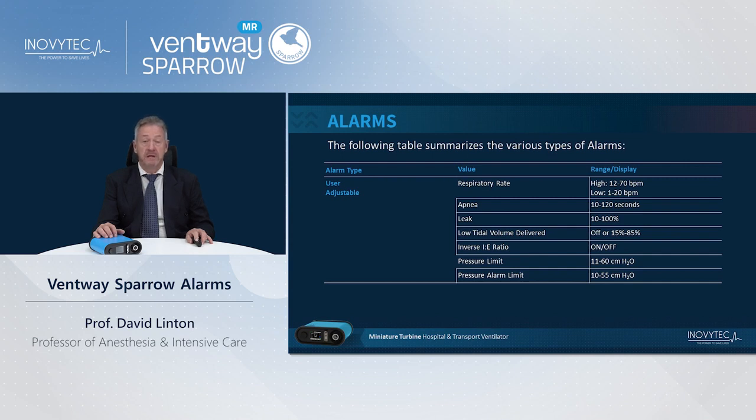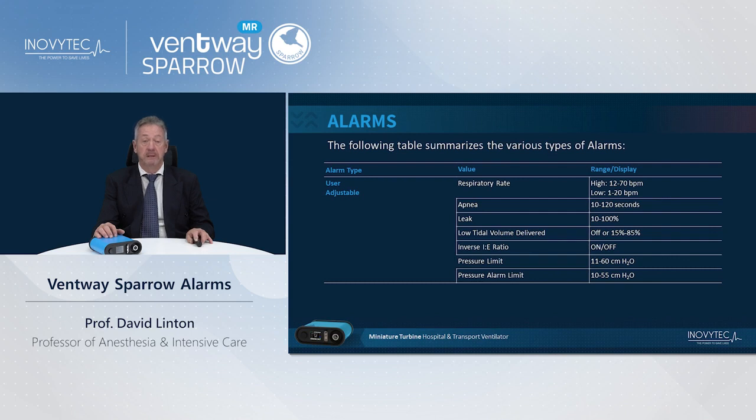The leak change from 10% to 100% if you want a leak with an invasive ventilator because you would like a little bit of leak from the balloon for safety. The low tidal volume delivered can be off or 15 to 85% of the volume that you want, if you want to make sure that there's adequate tidal volume for every breath. As I said before on the last slide, you can switch on or off the inverse IE ratio indicator.